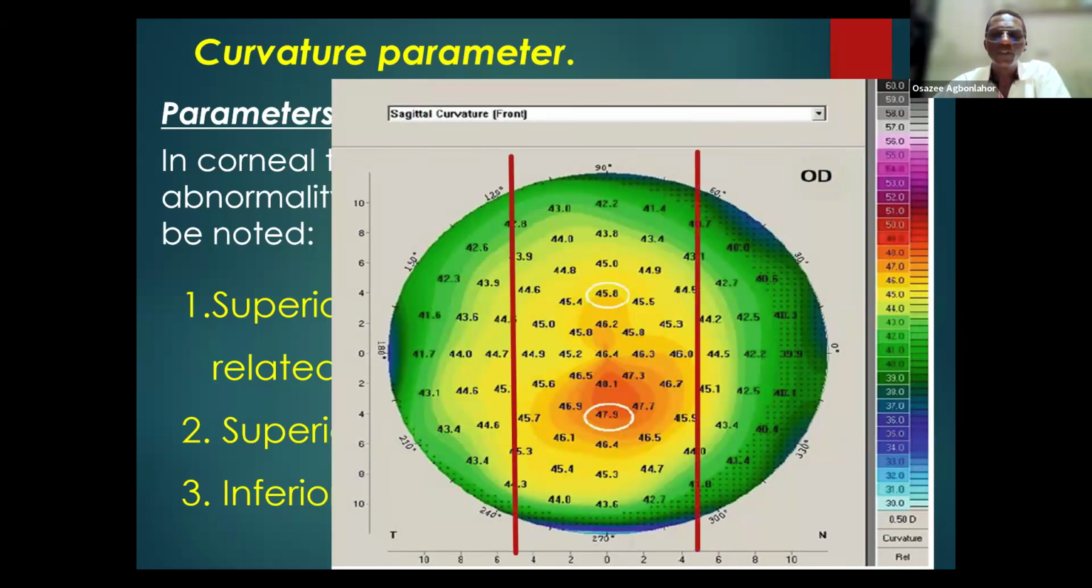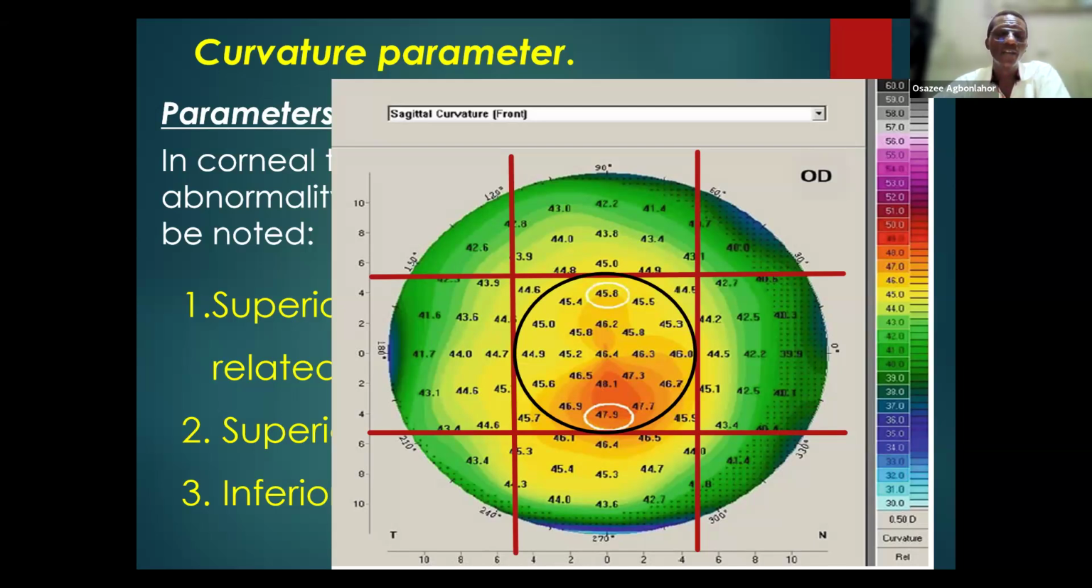Okay, so this is exactly what we're trying to explain. If you see these two white circles, this is basically the central 5 mm as depicted by this black circle. Now, this is the steepest in the superior part, and this is the steepest in the inferior. You can see that the inferior is actually steeper than the superior. So we subtract the inferior minus superior. If that value is less than 1.5, then it's normal. If it's more than 1.5 diopters, it is an abnormal corneal curvature.